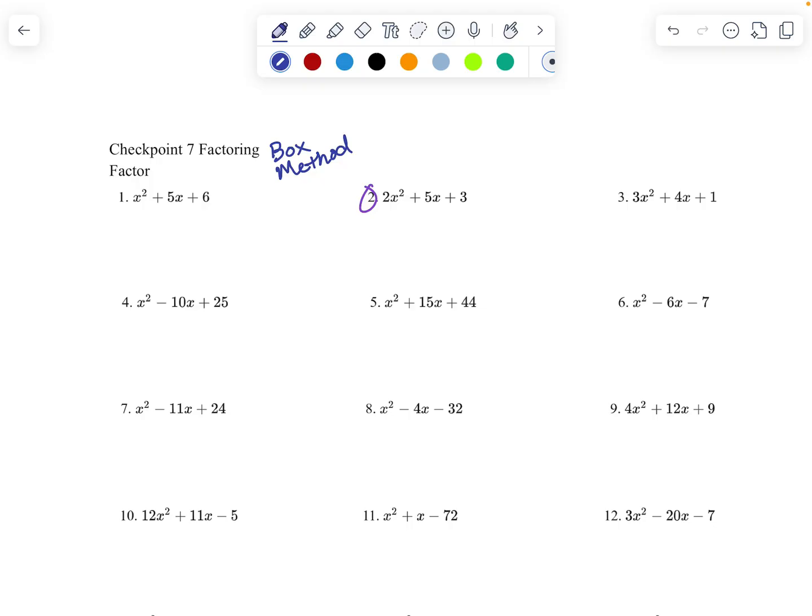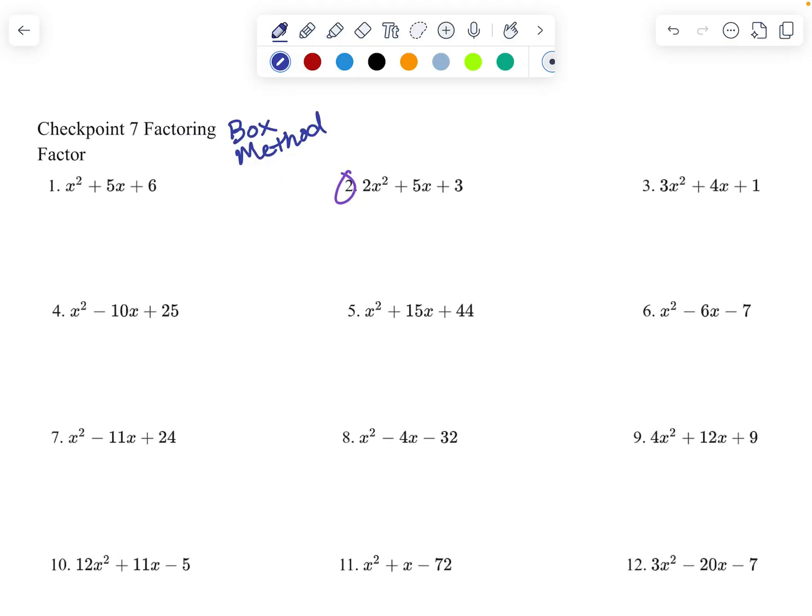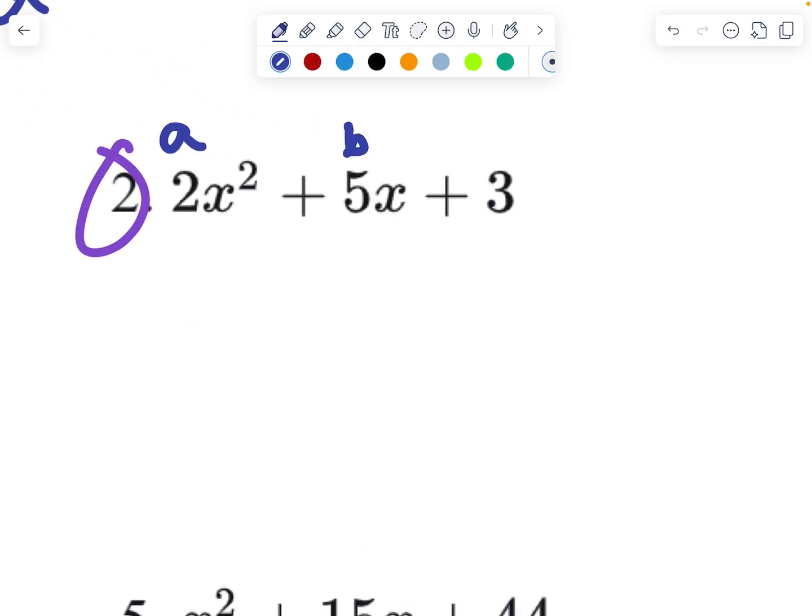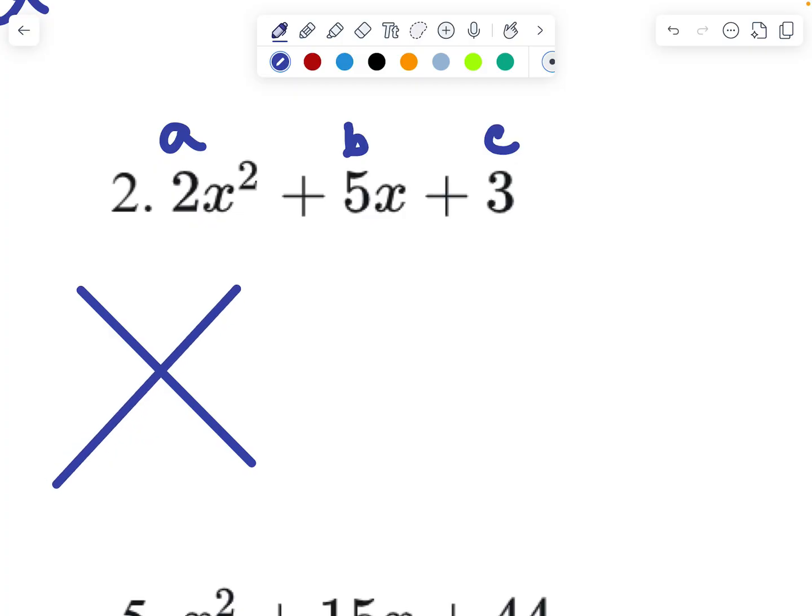Now for problem 2, for every problem, we are always going to want to label our A, B, and C, okay? And so A is 2, my B is 5, and my C is 3. Now with this, I'm going to start off by making my diamond. And in my diamond, I'm always going to put my A times C on top and my B on bottom. So here, this is going to be 2 times 3, which is 6, right? And then I'm going to put my B on bottom, which is 5.